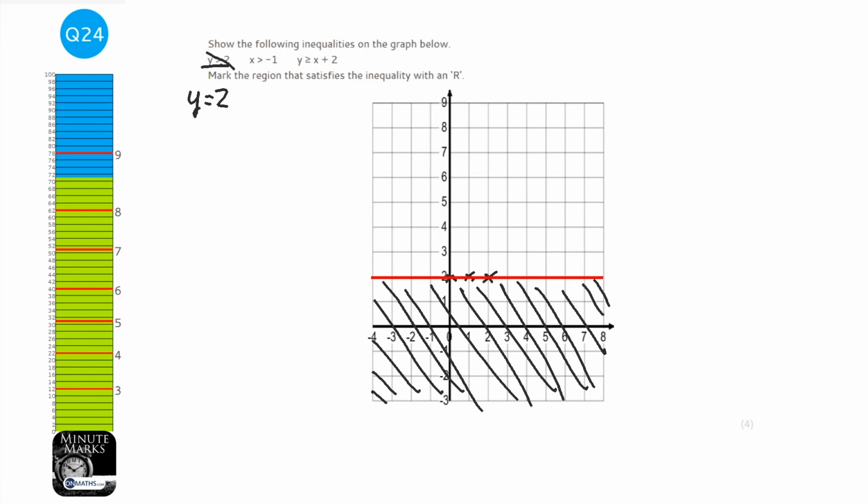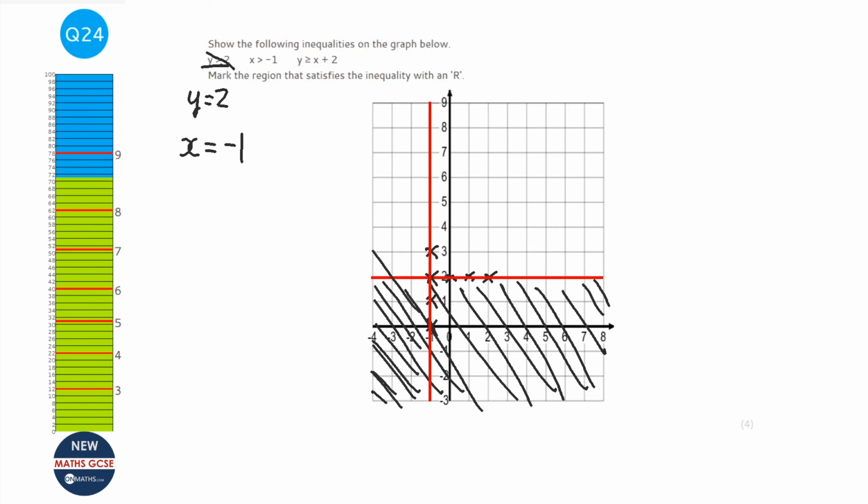Okay, next one, we want to do the line x equals minus 1. So where does x equal minus 1? In fact, all the way up this line here. So we want to do another one. And that's the line x equals minus 1. Okay, so where do we not want? Well, x is going to be greater than minus 1, so we don't want this bit at the side here.